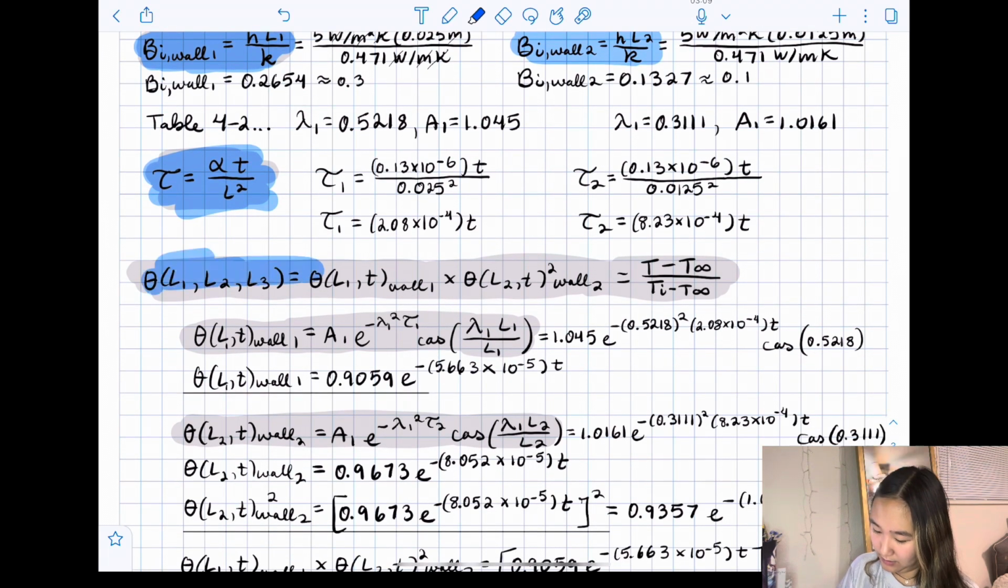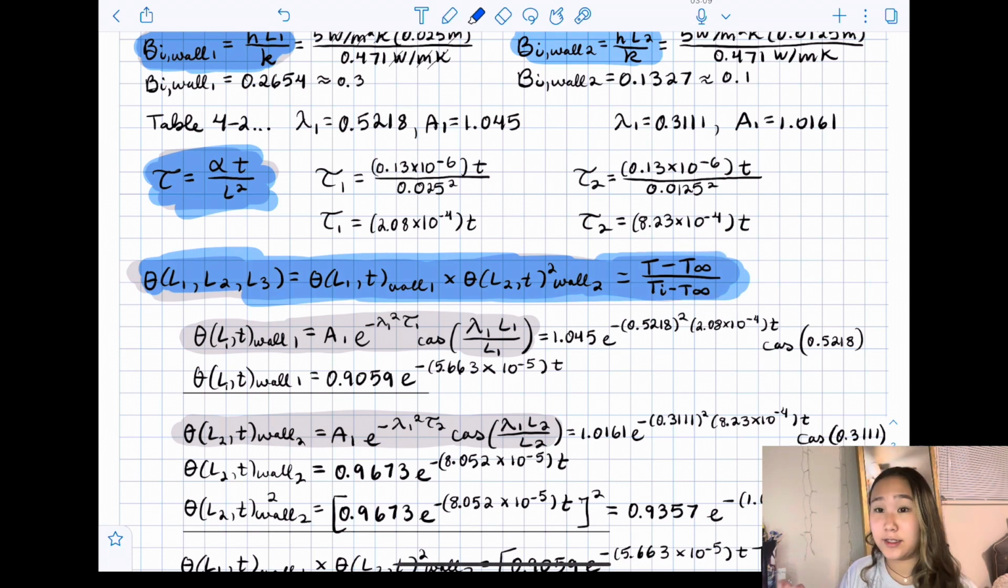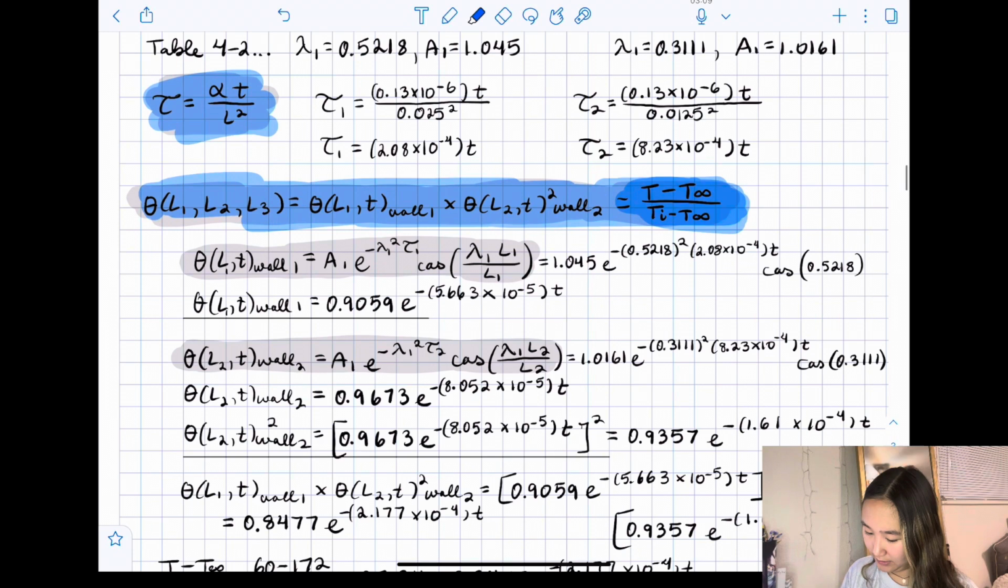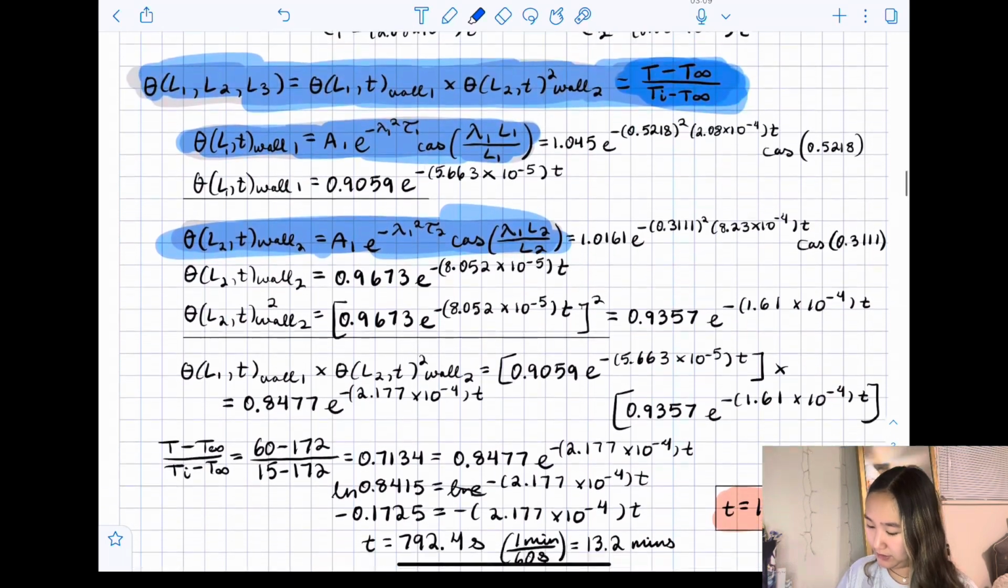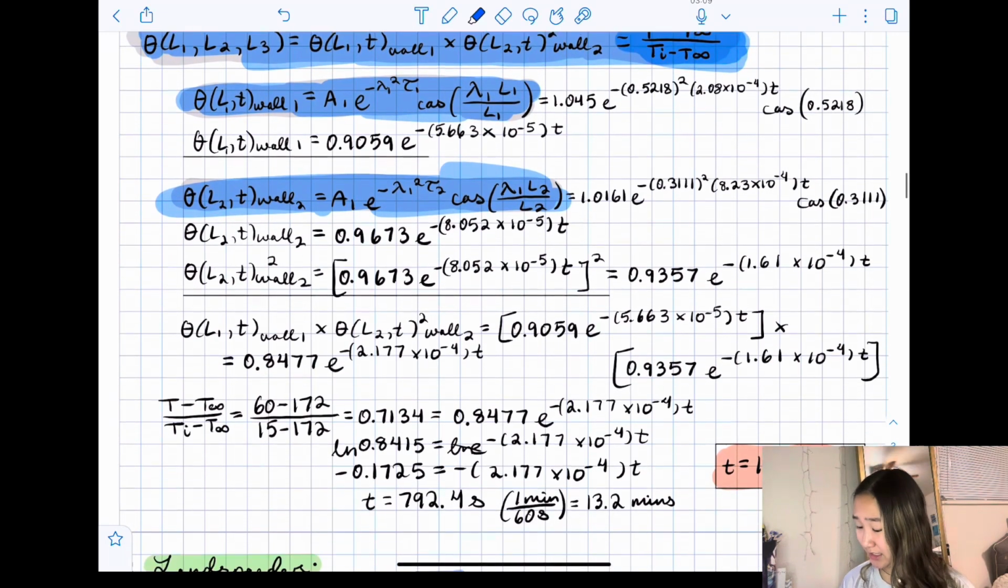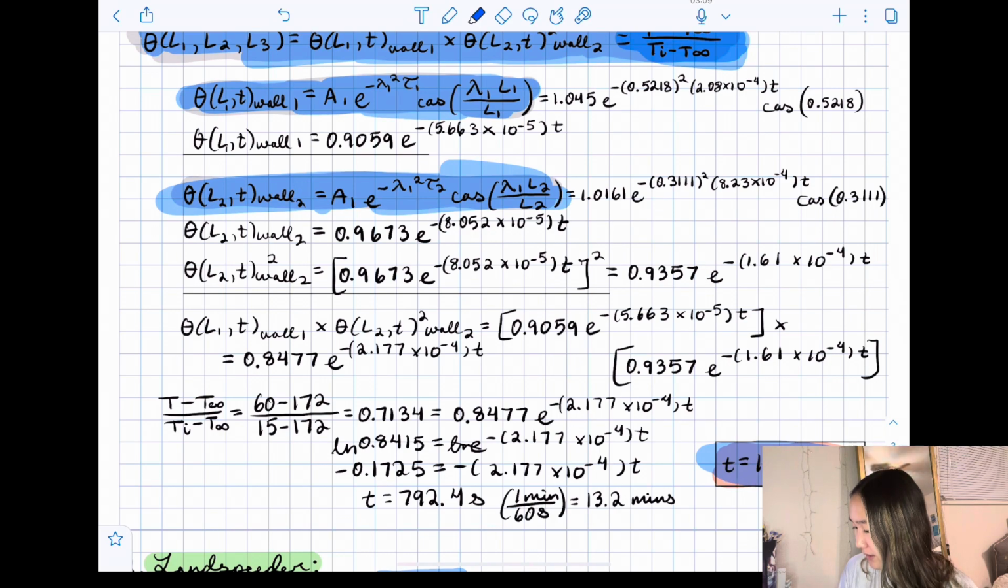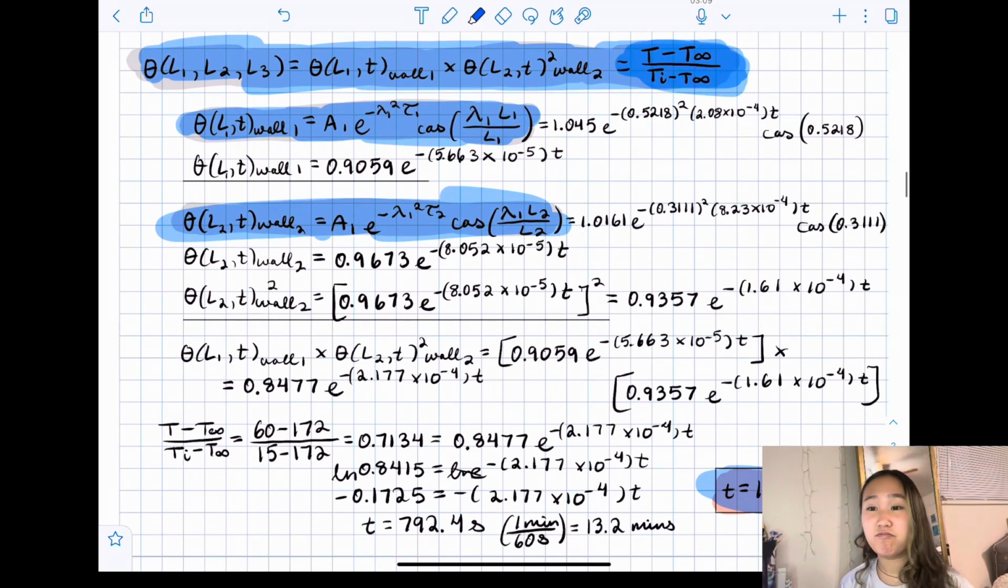And then from there, you just multiply those two equations and set them equal to this temperature difference. And then here's some more math and equations for that. And ultimately from there, it's just a lot of algebra, and you solve for T. And that was my transient 3D problem.